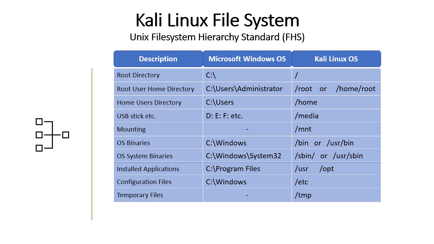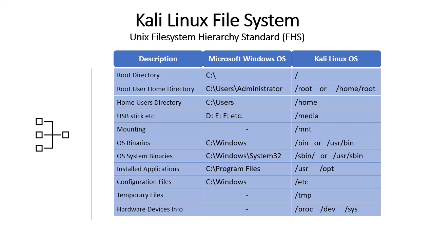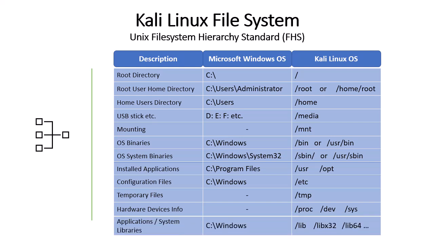In Kali, there is a temporary folder, /tmp, where you can store files and they will be deleted after a system reboot. Take note that this notion does not exist in a typical Windows operating system. Information about hardware devices is saved in 3 different places: the /proc, /dev, and /sys directories. Also, it's important to understand that PC hardware devices are treated as files in a Linux operating system. And finally, system and application libraries are stored in /lib, /libx32, and /lib64 directories, and in some other places as well.